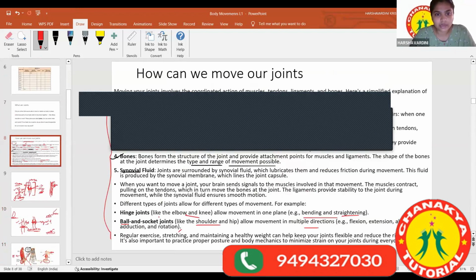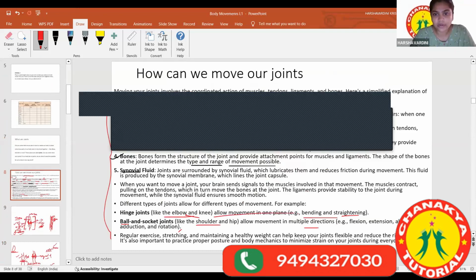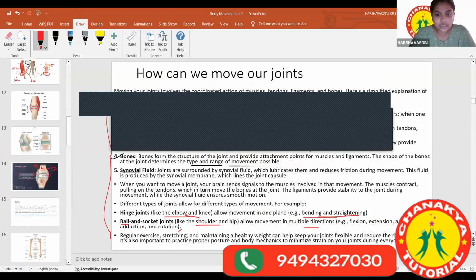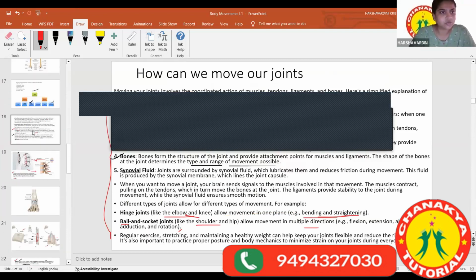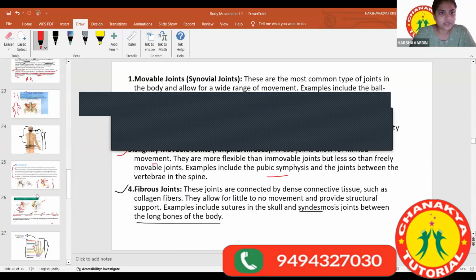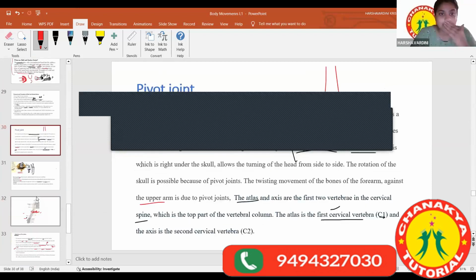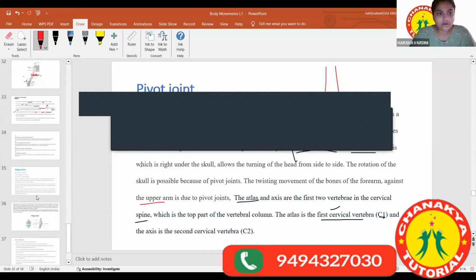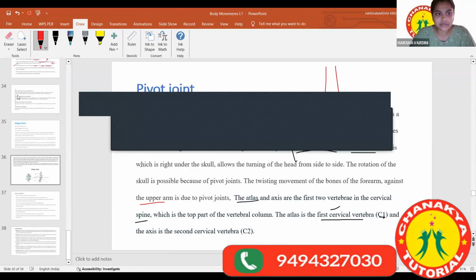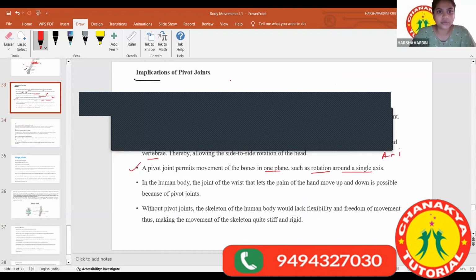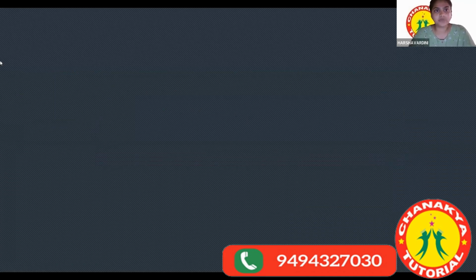Where is that ball and socket? Like elbow and knee, they allow movement in one plane, bending and straightening. Yes, you're right. But why is it written like that in the Tamil Nadu textbook? I don't know. I have taken this from one website and from the Tamil Nadu textbook. I hope they have given it wrong. Wait, I'll search in the Tamil Nadu textbook.